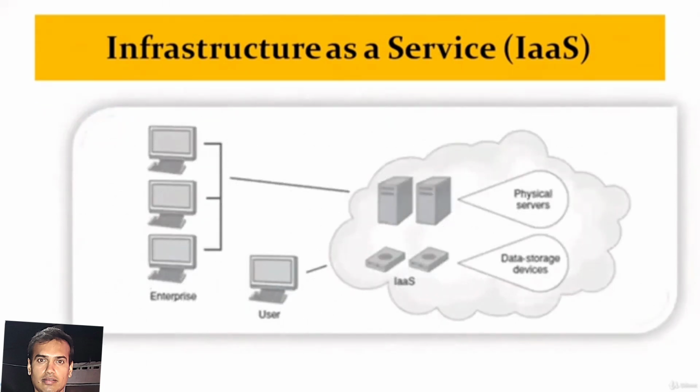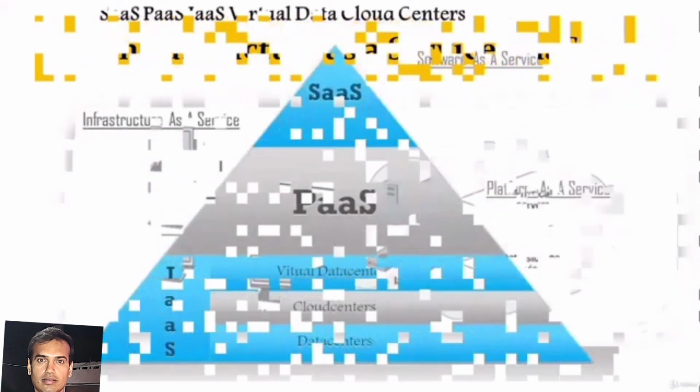So this is how we can look at the infrastructure as a service. You can see your enterprise and the users, and the physical servers and the storages are at the cloud. They are at the cloud means they are positioned at some location. That location we call a data center, and that is owned by the cloud service provider. The clients are only using it over the internet. That is the infrastructure as a service.